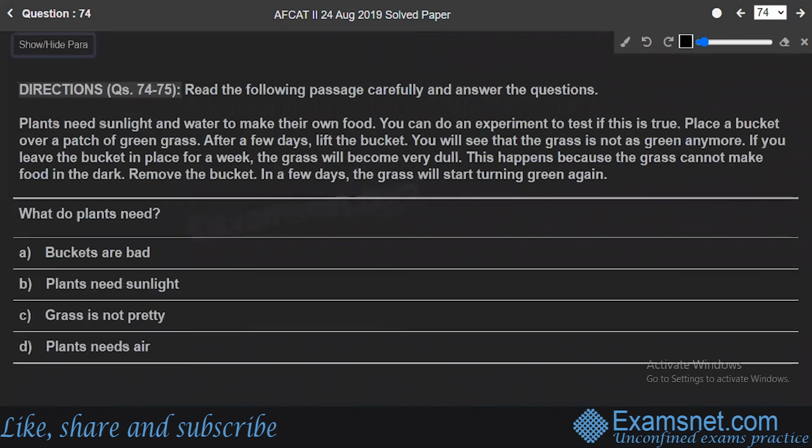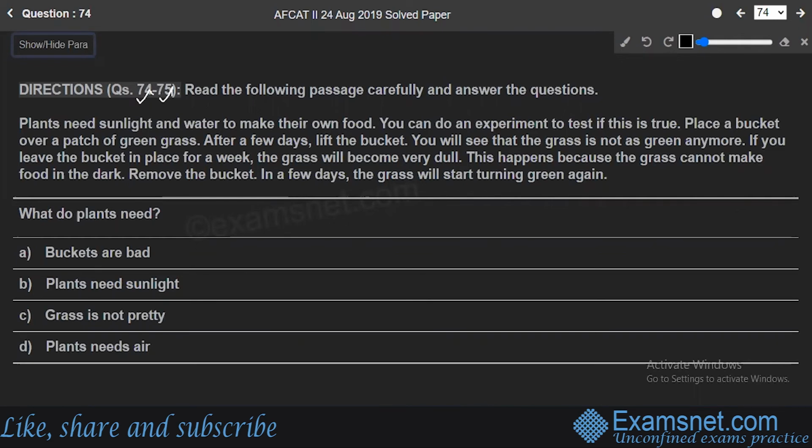This is based on a para and you have to answer 74 and 75 questions based on this para. Let's read. Plants need sunlight and water to make their own food. You can do an experiment to test if this is true. Place a bucket over a patch of green grass. After a few days, lift the bucket. You will see that the grass is not as green anymore. If you leave the bucket in place for a week, the grass will become very dull. This happens because the grass cannot make food in the dark. Remove the bucket. In a few days, the grass will start turning green again.